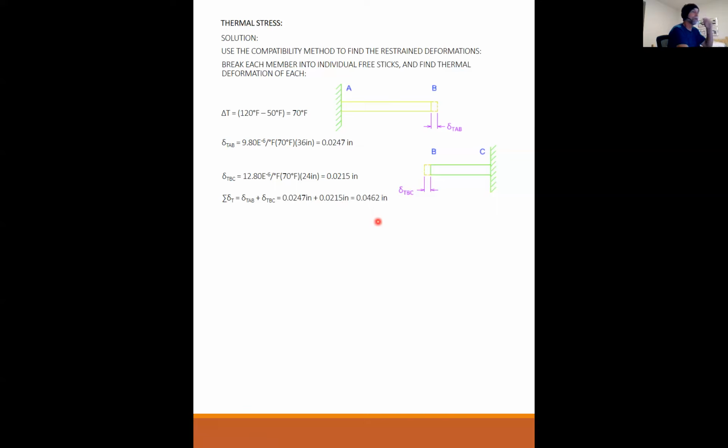And this is important. That's why I'm making a point of this, because if it was free to expand, this is the total increase in length. But it's not free to expand. So that's where this is going to come in.